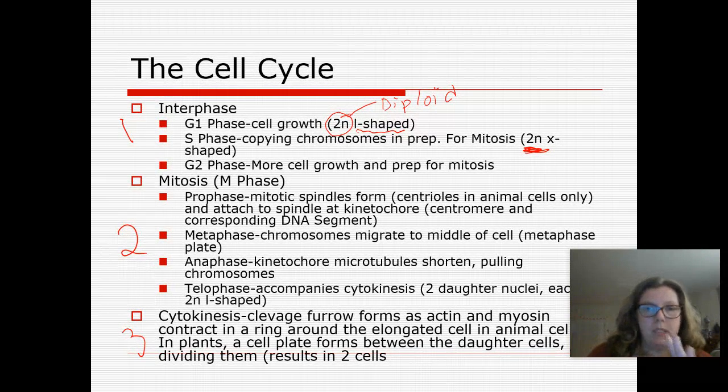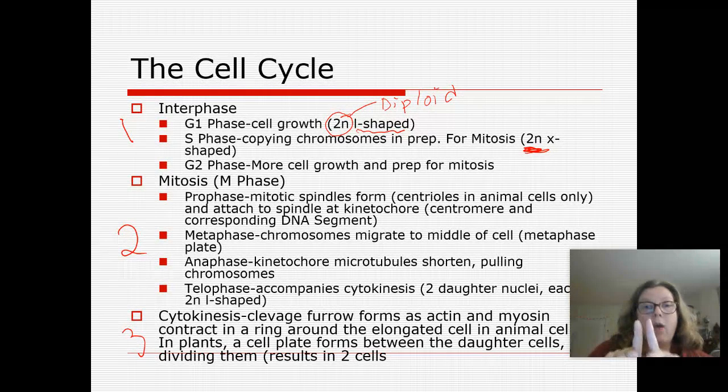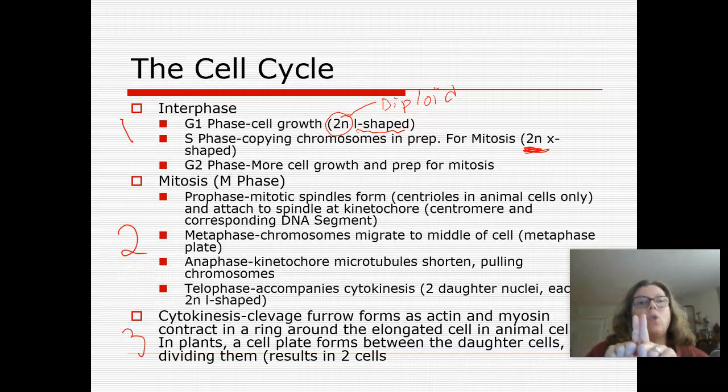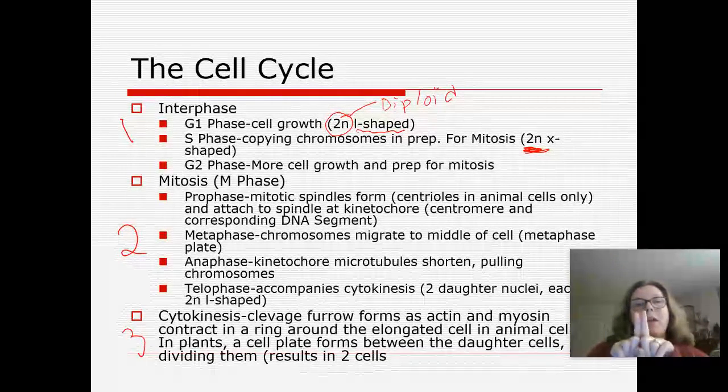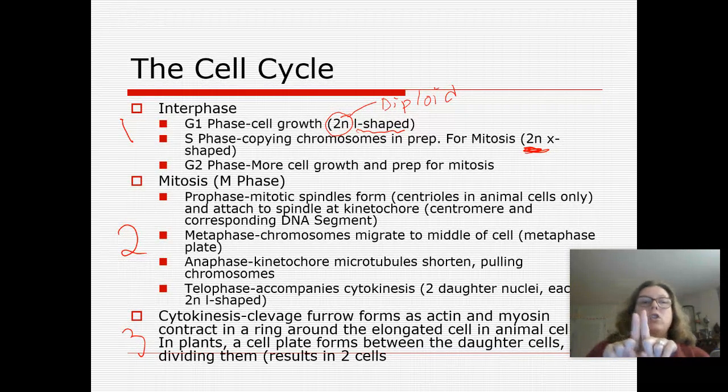So think about human cells for a moment, right? You have 23 pairs of chromosomes. That's the diploid number, 46, right? If I take 46 one-armed chromosomes and I replicate them, now I have 46 two-armed chromosomes. Because I'm attaching the copy to the original via the centromere, I still have 46 structures.